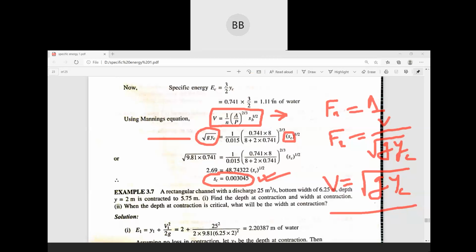How much did you get for the critical slope? You're getting the same value, 0.003045.